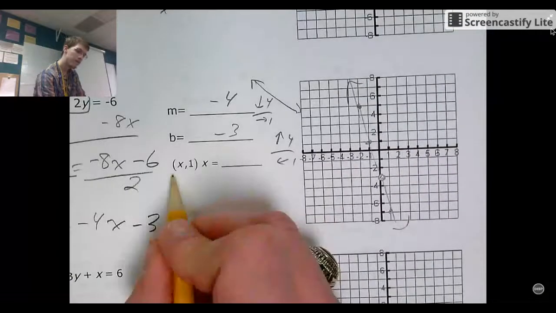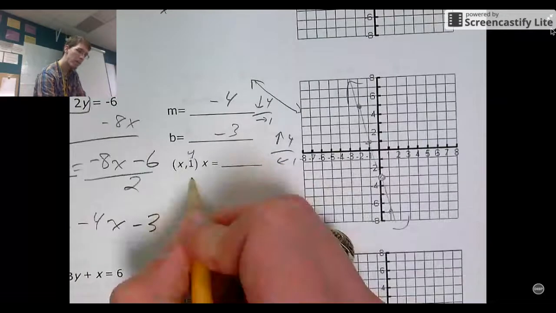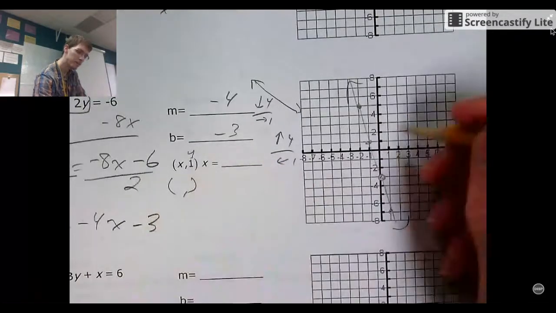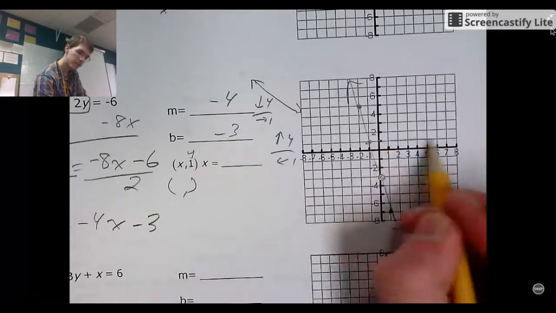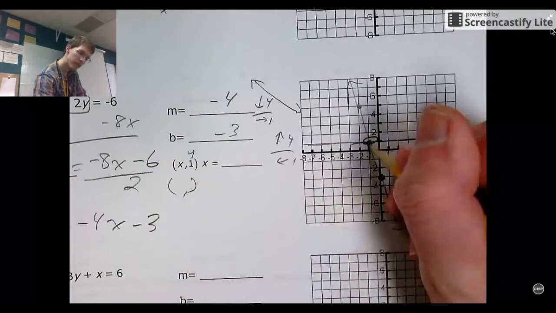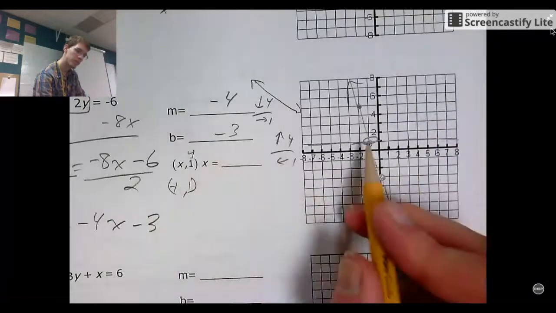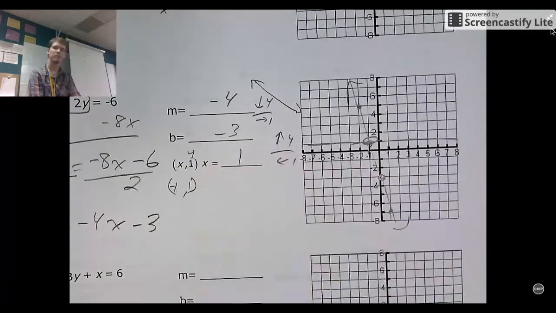All right, so when x, we don't know what x is, but when y is 1, well, that's on this axis right here. You have a point right there. And so the x right there is -1. So (-1, 1) is a point there. So x equals -1 there.